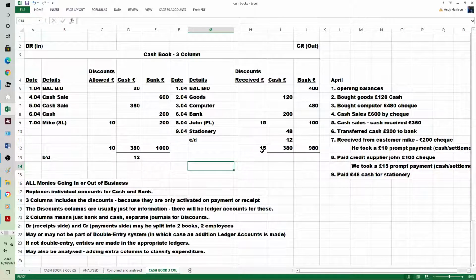And then the bank of course can be carried down and brought down either side. However, in this case it's just £20 left, so they've gone from being overdrawn to having £20 in the bank, so that's okay for a week or so. Ready to carry on again. So that's the simple 3-column version. 3 columns because it's got discounts, cash and bank. Doesn't really help us do our postings, but the analysed will. So let's have a look.